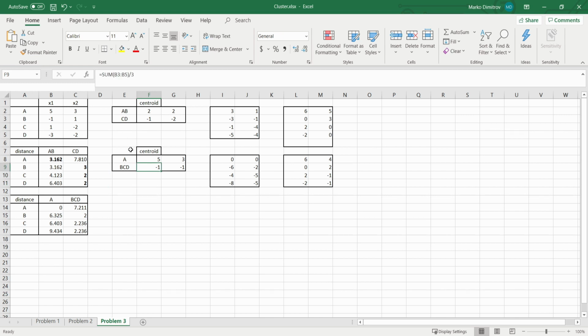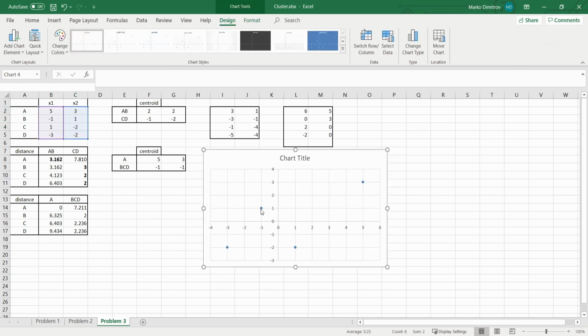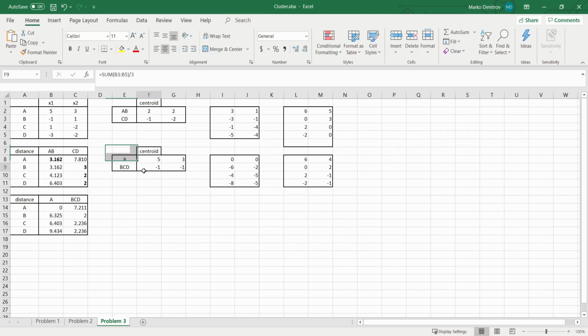Okay, then we need to compute the centroid for our new cluster BCD. What we need to do is find the mean between those three. So here we can see that it is minus 1, 1. Okay, how did we compute it? So this is our cluster, and the average is here. Well, just sum the coordinates and divide by 3. Sum the coordinates and divide by 3. So the classical way to find the mean.